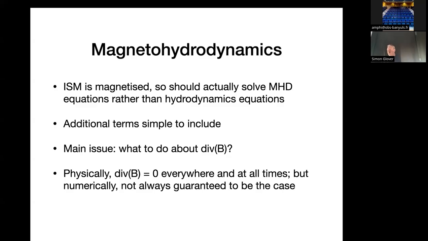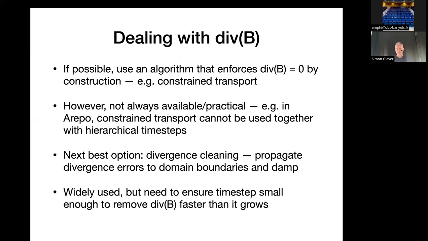The main issue that we face when we do that is, what do we do about div B? We know from electromagnetism, div B should be 0 everywhere. That's one of Maxwell's equations, div B equals 0. There are no magnetic monopoles. But numerically, this isn't always guaranteed to be the case, depending on how we discretize the MHD equations. You can use schemes which, by construction, make sure that div B equals 0. An example of this is the so-called constrained transport scheme. But it's not always practical to do this.